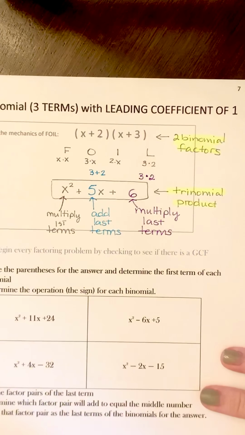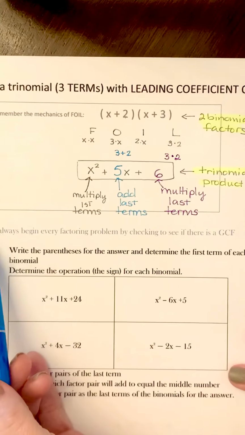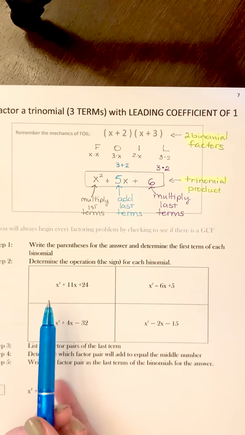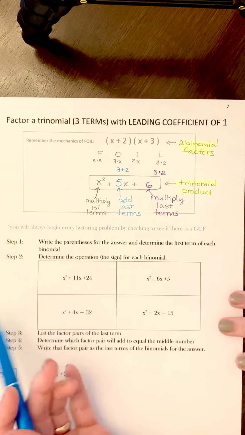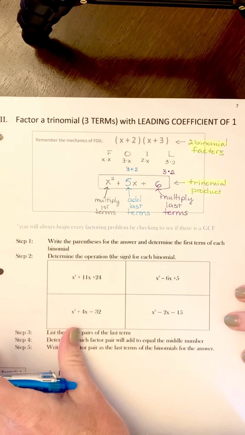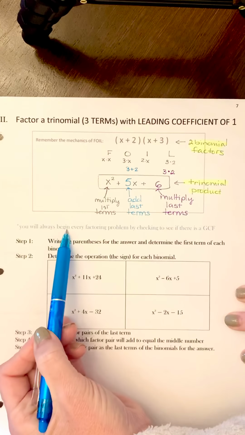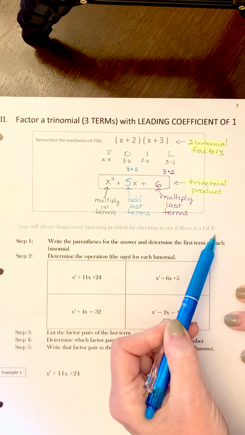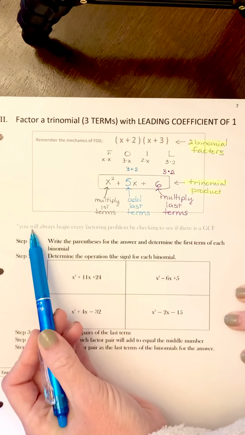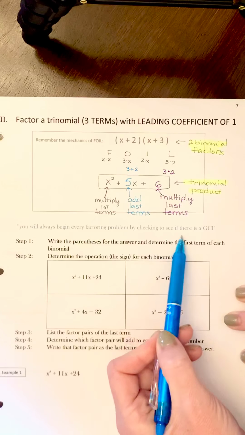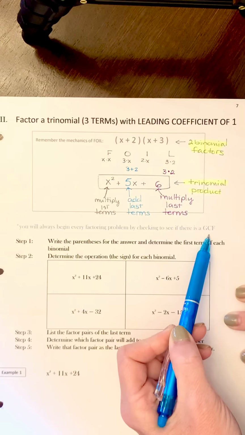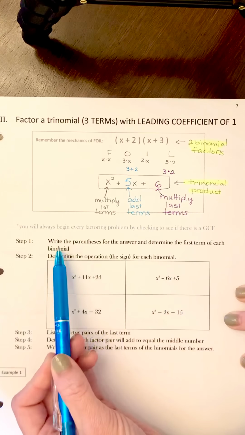Okay, so again, remember, for every factoring problem, the first thing you always have to remember to do is you will always begin every factoring problem by checking to see if there is a greatest common factor. Okay, so just keeping that in mind, I'm not going to go over that again until we get to the homework problems, but just remember, first thing you check for is a greatest common factor.